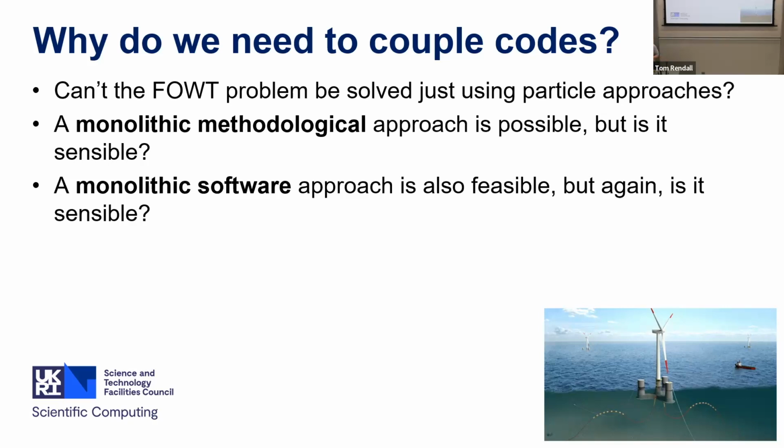A monolithic methodological approach is often possible to a point. But we have to ask ourselves the question, is it sensible? And the other aspect is a monolithic software approach. When we talk about coupling, we often talk in terms of loose and tight, and monolithic and partitioned. By monolithic, we mean a solution that's all in one place, and you can look at this algorithmically and in terms of the software. If you have multiple solutions all in the same executable, it's feasible, but again, is it sensible?